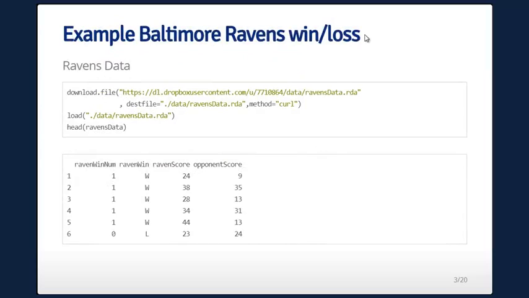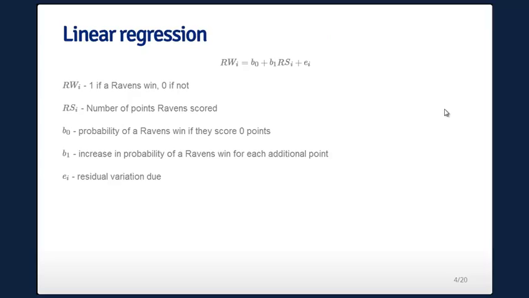So here's the Ravens data. The Baltimore Ravens is an NFL football team located in Baltimore, which is the city that I live in and like very much. You can get the data here, and you have to load it up. And head just prints out the first couple of rows. Okay, so here are the variables.